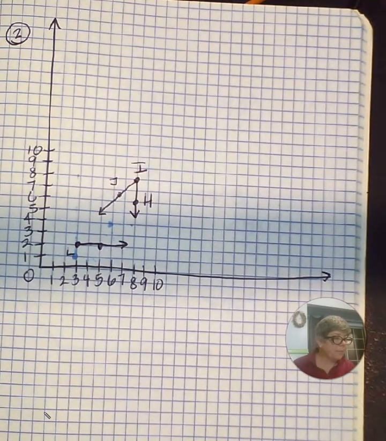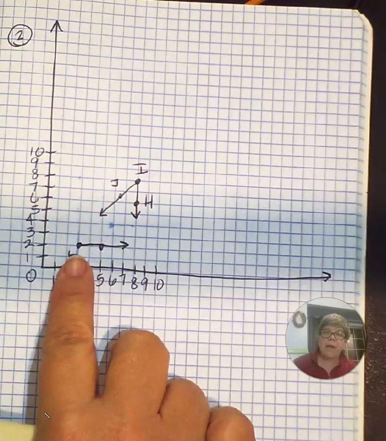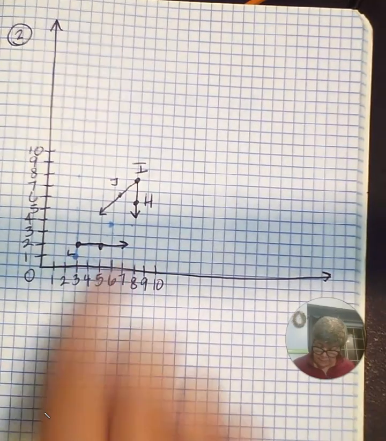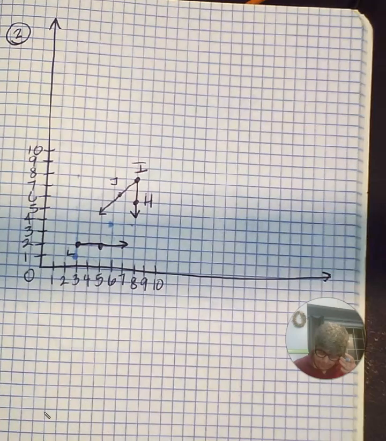And what else do we see? A ray, right? Because it has a point on one side and an arrow on the other, so that makes it a ray, okay?